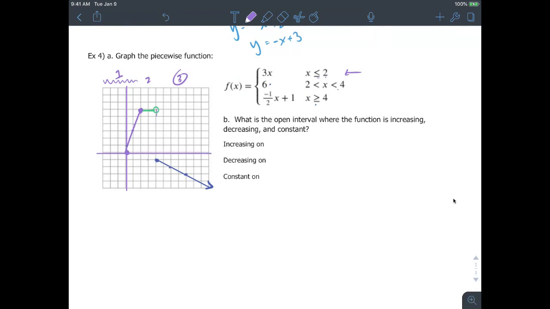Okay, so we're increasing from when x is 0 to x is 2. So from 0 to 2. And again, it says open intervals. Okay, we're constant from 2 to 4. So 2 to 4. And decreasing from 4 to infinity. And that is it for today.